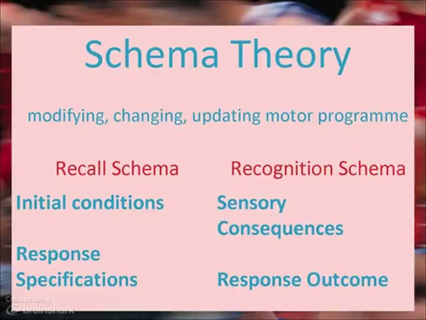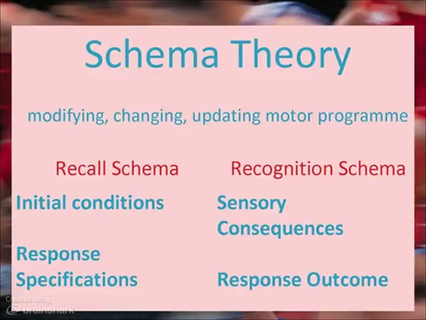You need to be saying sensory consequences. This is what this means. Here's an example. And similarly with response outcome, the same. Now make sure that you use one sporting example for each of those four areas. As I've used, it's the basketball, he's about to shoot, what are the initial conditions, what do I need to do, response specifications, what should it feel like, what was the outcome. So your example is going to be the same example all the way through. So there you go, that is schema theory in a nutshell.